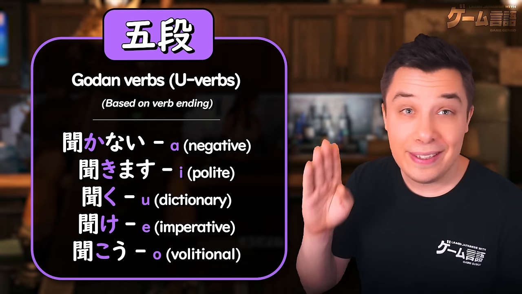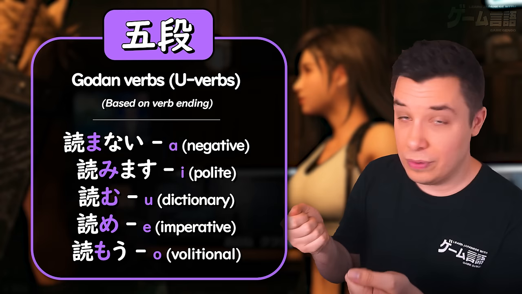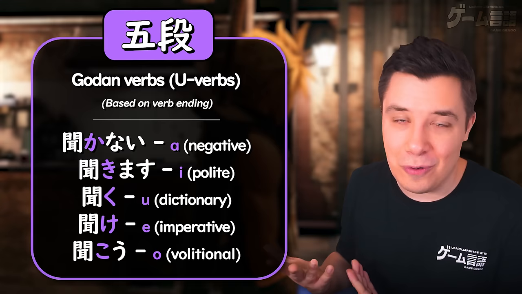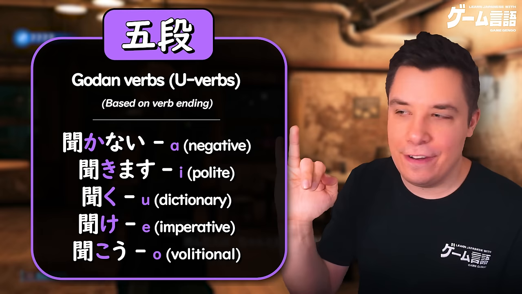So for example, kiku, to hear. Nomu, to drink. Yomu, to read. Asobu, to play. All of these have a u sound at the end. That's the dictionary form. I is the masu stem. A is the nai form. E is the imperative form. And o is the volitional form.